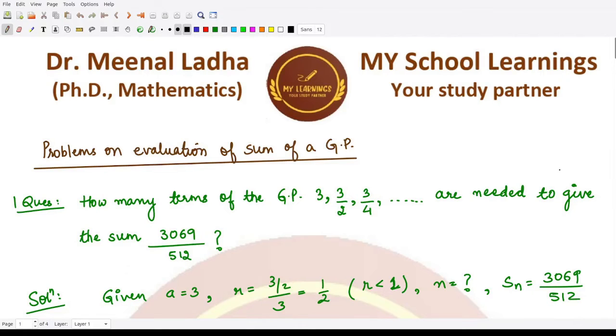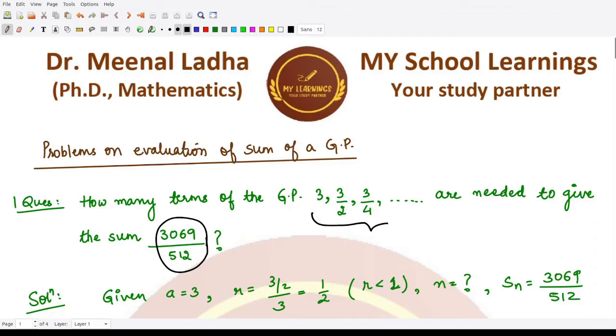In this video, we shall be looking at a few problems on calculating the sum of a geometric progression. So here the question is how many terms of a GP are needed to give the sum as 3069 divided by 512. So here the sum is given to us, right? Sn is given to us, 3069 divided by 512.